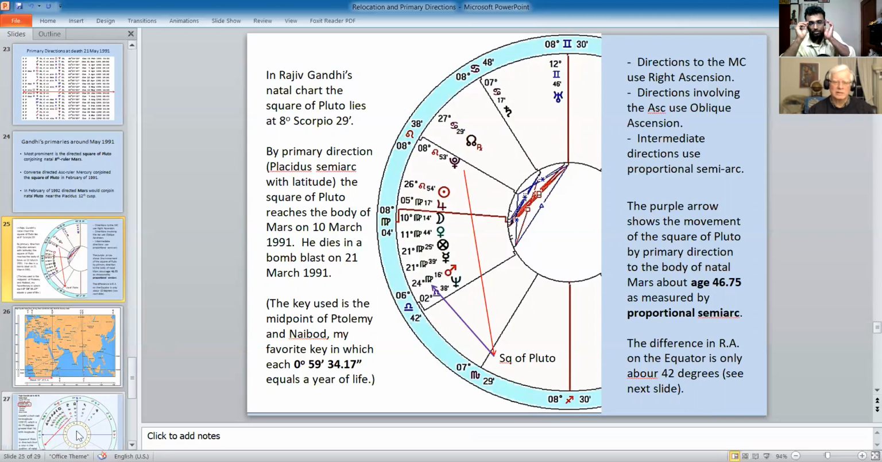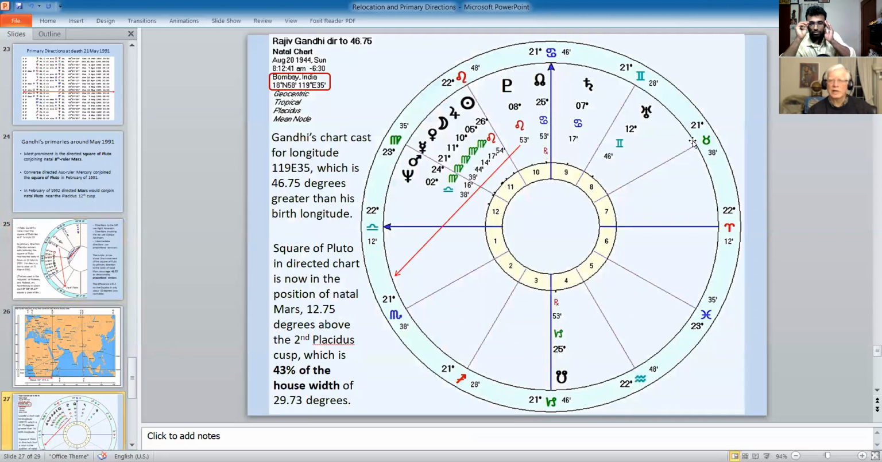I calculated the next slide. Here's the directed chart to the time of death. So here, I cast Gandhi's chart for the new longitude at the age 46.75. The square of Pluto is now in the position of natal Mars. The square of Pluto, if I did it here, is 12.75 degrees above this line, which is 43% of the house width.